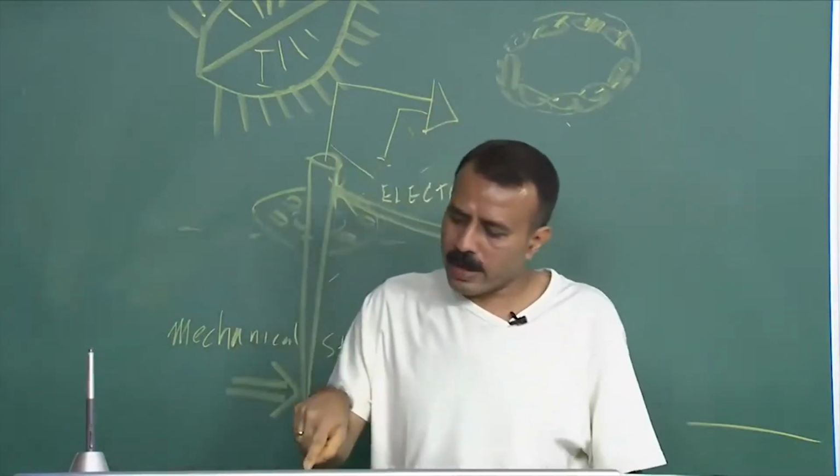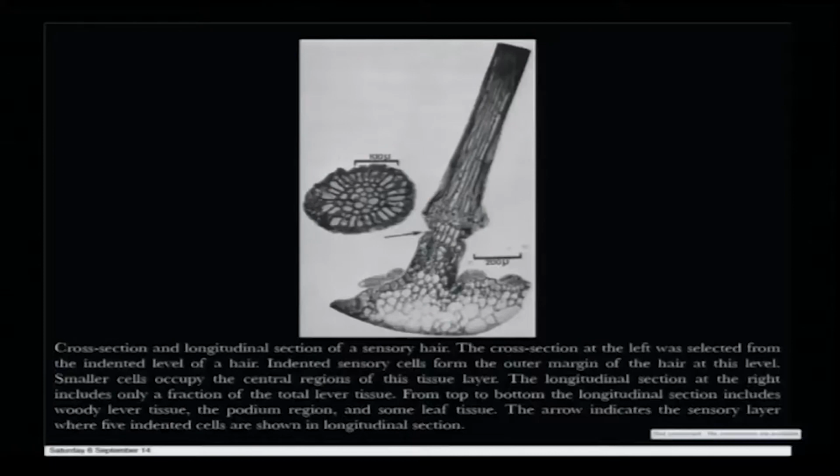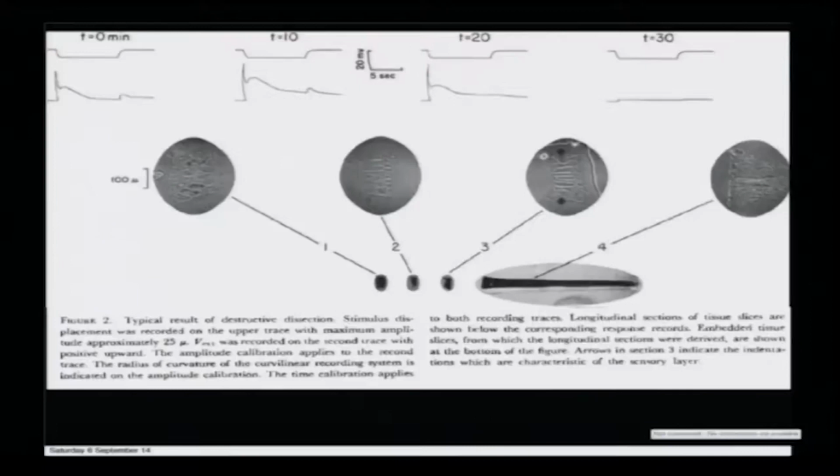And if you follow the slide now, in the longitudinal section at the right, the smaller cells occupy the central region of the tissue, and the longitudinal section at the right includes only a fraction of the total tissue. Okay. From the top and bottom, the longitudinal section includes woody tissue, the podium region. So, there are certain parts which are non-living, and they exist out there. Okay. Now, from here if you look at it, you can stimulate them, with typical results of destructive dissection.